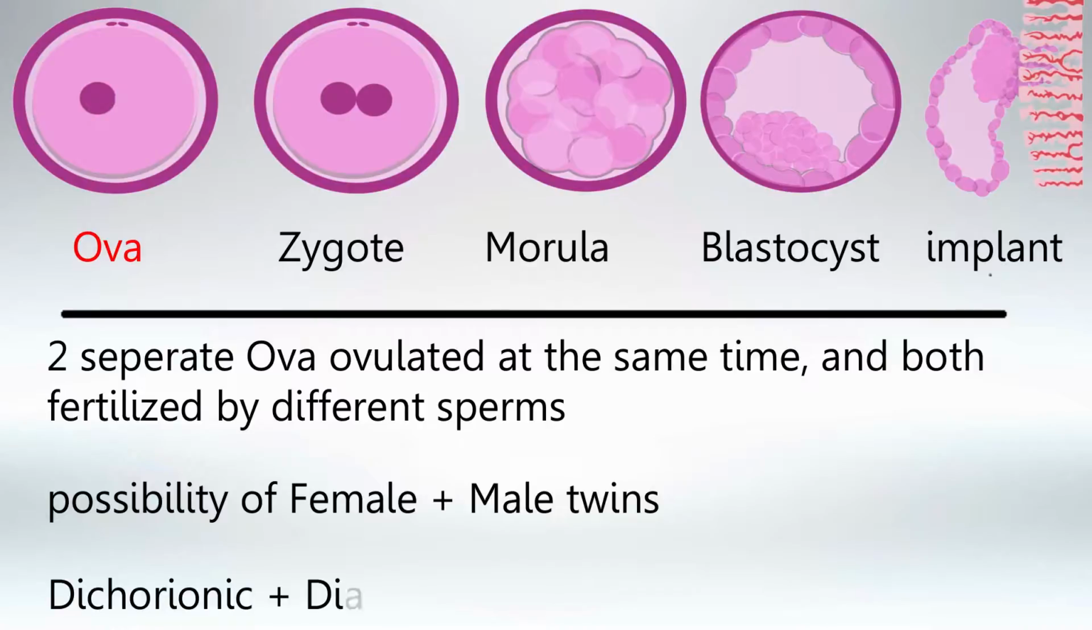And they will be dichorionic and diamniotic, and this means that there will be 2 separate placentae and 2 separate amniotic sacs.